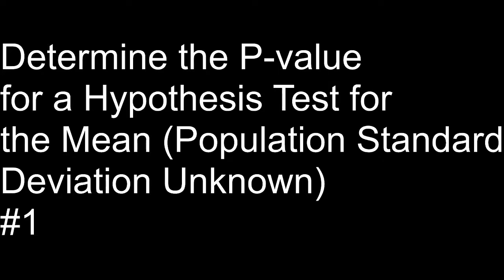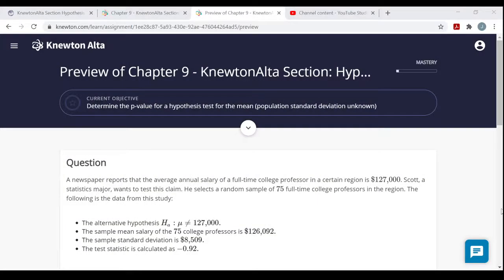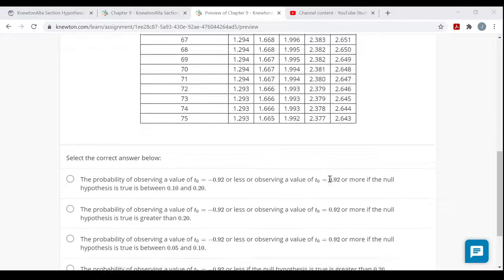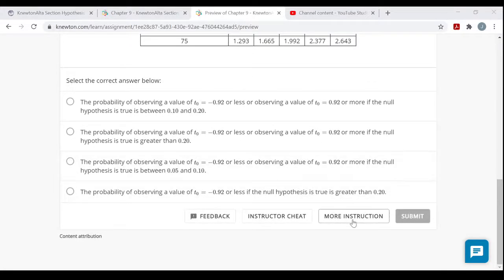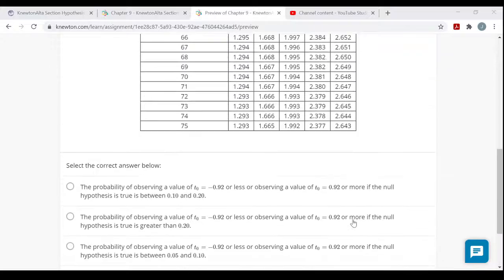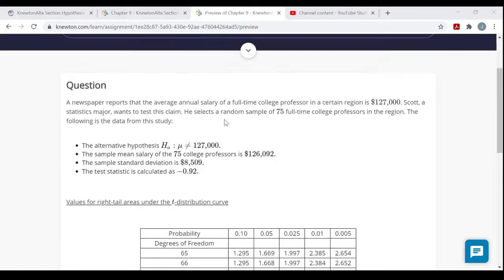And this is number one, right? So the first video related to a question on this objective from your Newton-Alta homework. So let's take a look. Again, if you're unfamiliar with the topic and want to see more about what they're doing, click on More Instruction and look at their videos, their notes, their examples, and hopefully those help you. All right, so let's read through this.